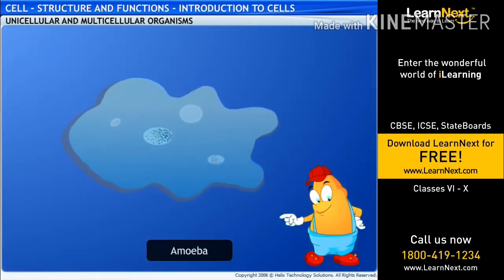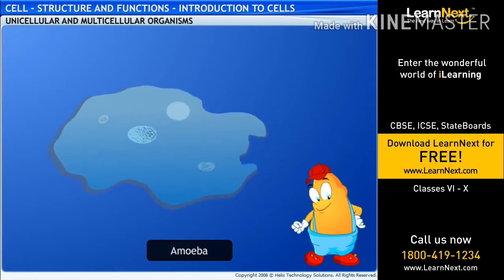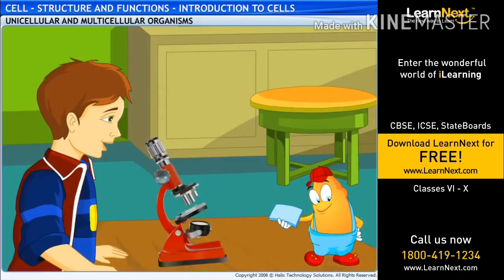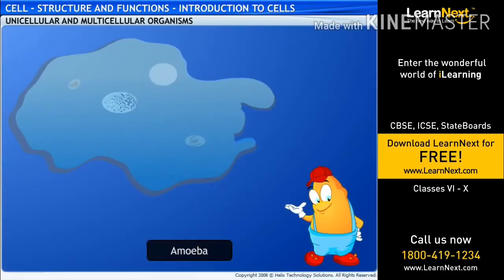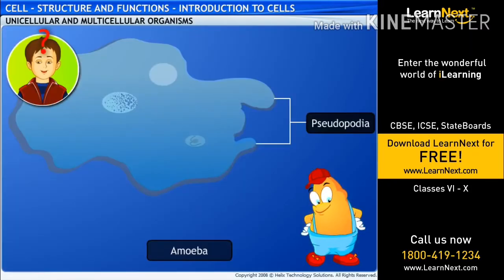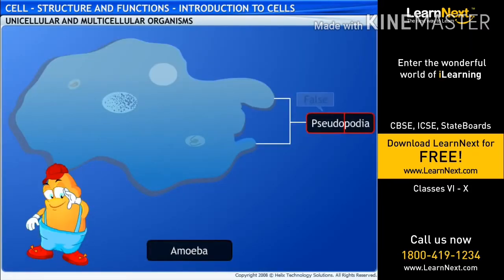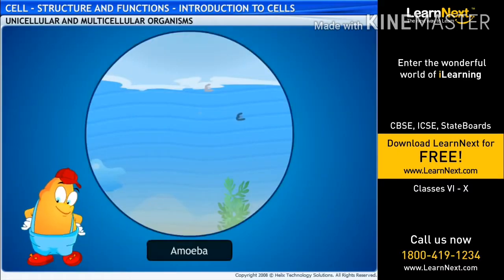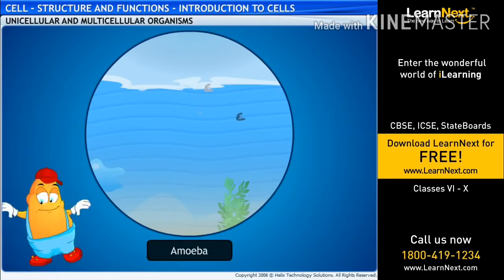Well, take the amoeba for example. It changes its shape to move and eat its prey. Look at this slide now. See those tiny projections on the amoeba? These are called pseudopodia. Pseudopodia? Pseudopodia mean false feet. An amoeba engulfs the prey with its pseudopodia and then digests it. Thus, it uses these small projections for locomotion and to capture prey.